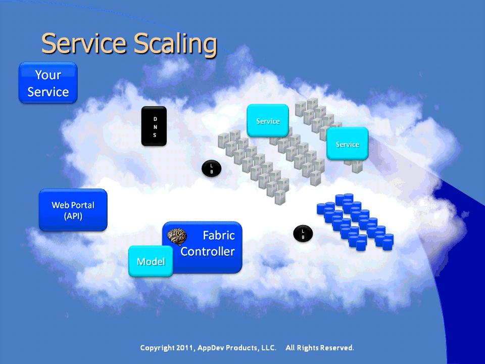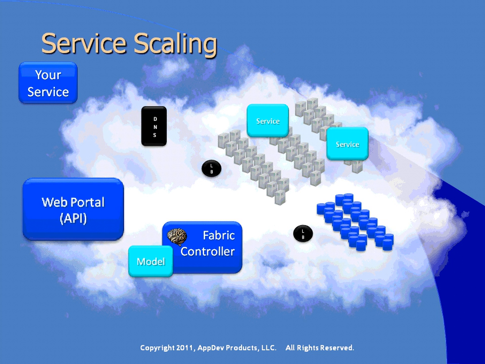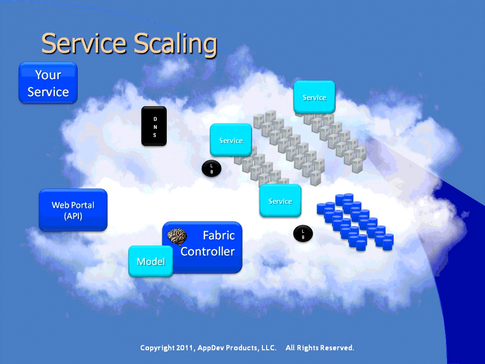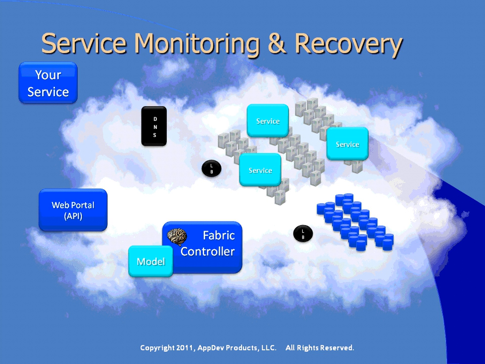Service scaling allows us to use the web portal to spin up more instances of our service, as well as remove instances of our service that we don't need based on load. The Fabric controller is the component that is monitoring our services. If for some reason one of our instances goes down, the Fabric controller is notified and spins up another instance of our service and takes a bad instance offline.